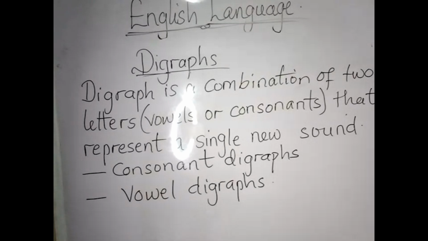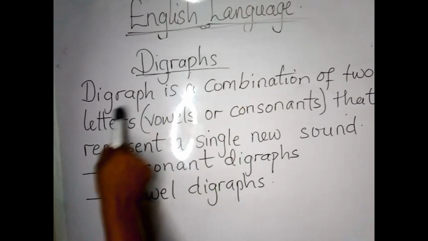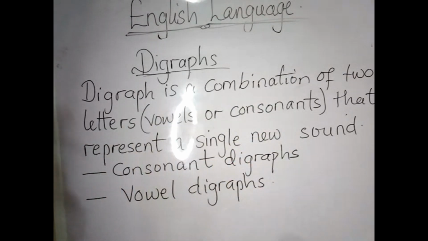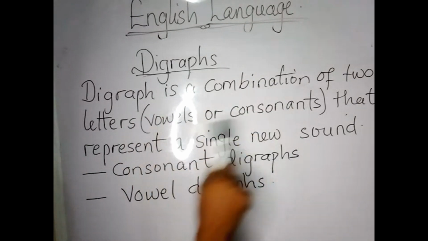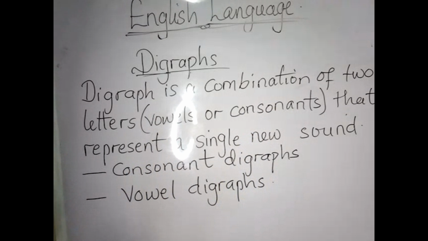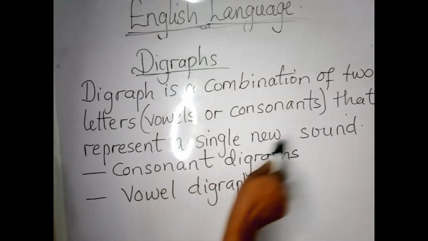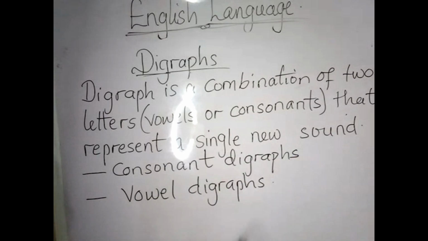For instance, star, star, you still hear the two sounds. But in the case of consonants, in the case of DIGRAPH, when these two letters combine, whether they are vowels or they are consonants, what forms is a new sound entirely. What comes out is a new sound that is different from the two sounds that combined together.